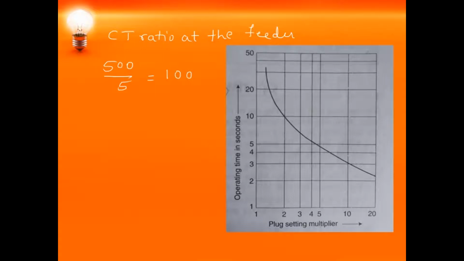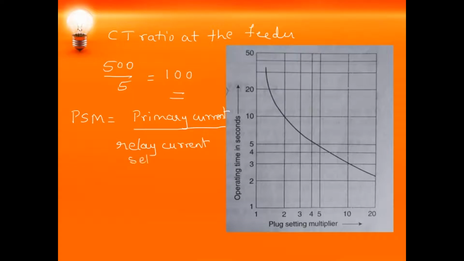Next, the CT ratio is 100. So next we will find the PSM. PSM is the primary current, that is the fault current, divided by the relay current setting, into the CT ratio.